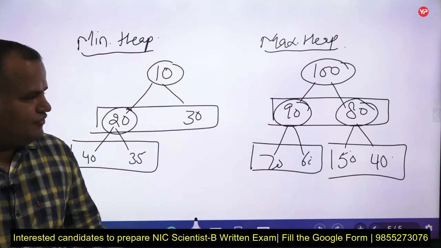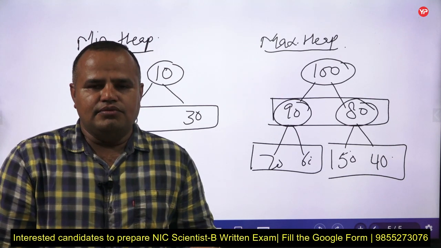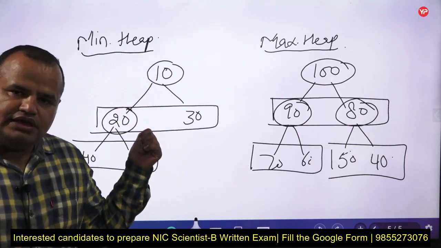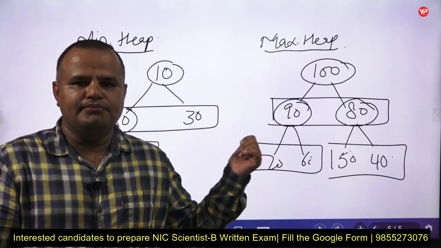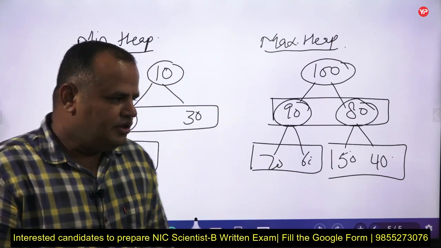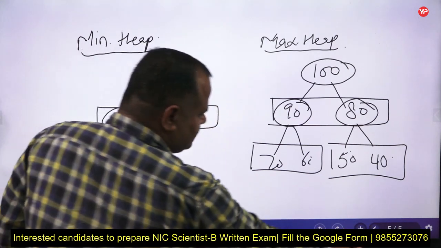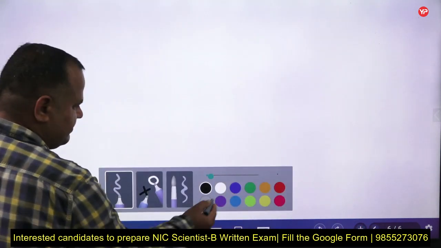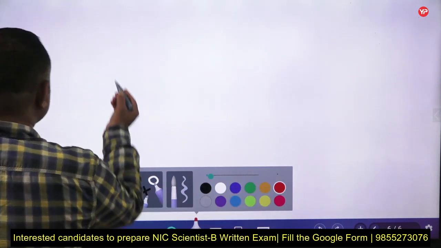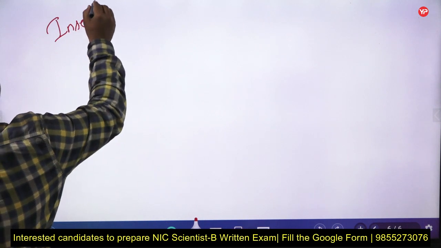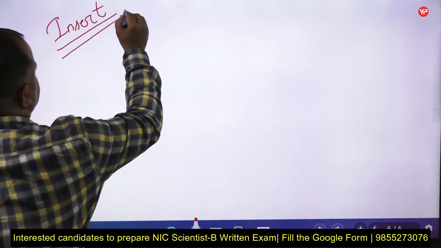Getting my point? So till now we have covered what is a binary tree, what is an almost complete binary tree, and what is a heap, and what is min heap and max heap. Fine. Now the first operation we can perform on a heap is insertion. How to insert an element in a heap?